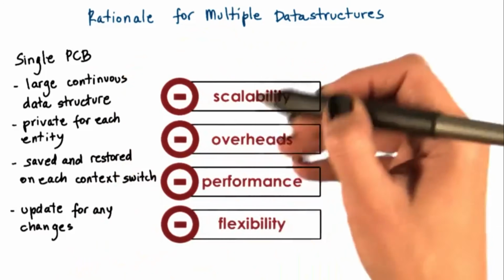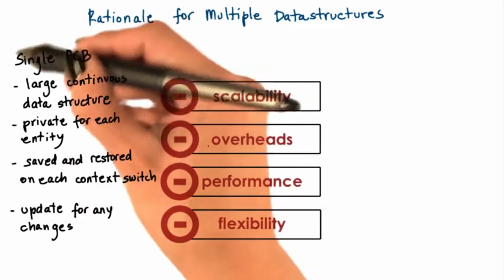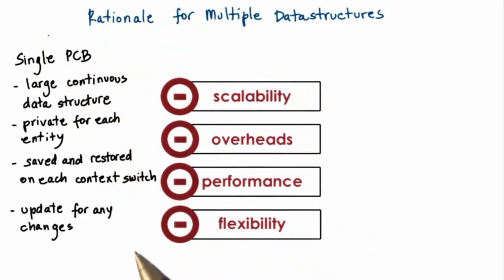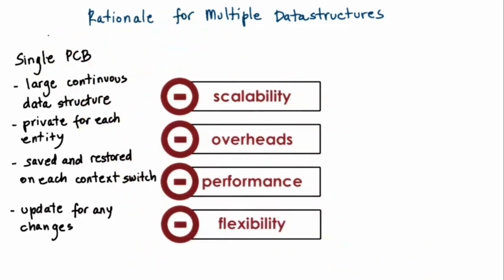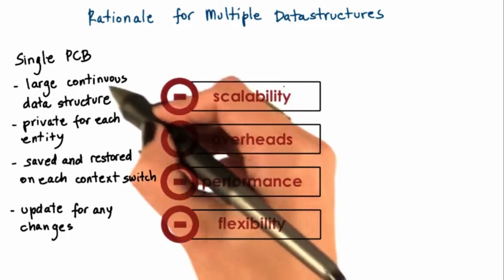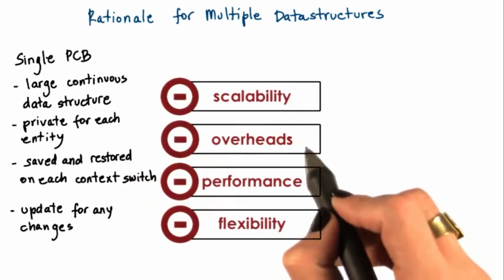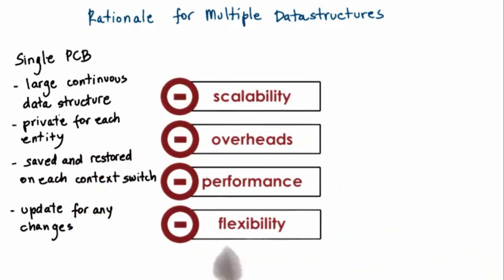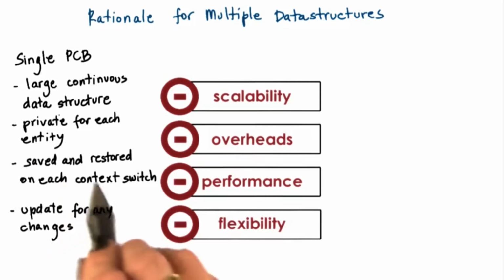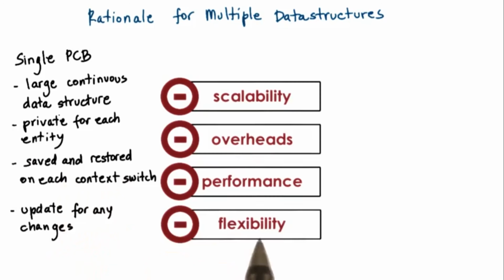So all in all, there are multiple limitations to this approach of using a single process control block structure to represent all aspects of the execution state of a process. Scalability is limited due to the size. Overheads are limited because of the need to have private copies. Performance is affected because everything has to be saved and restored. And then flexibility is affected by the fact that updates are a little bit more difficult.